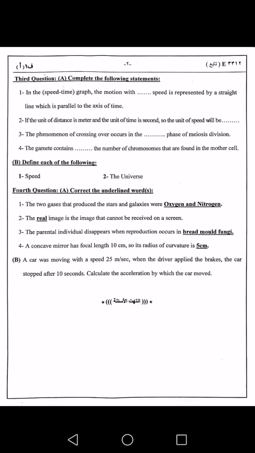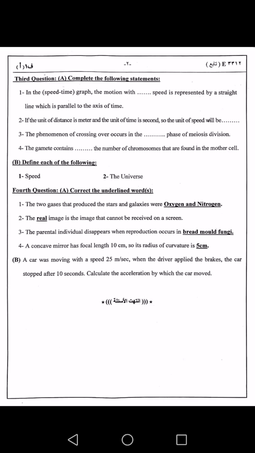Number 3, the parental individual disappears when the reproduction occurs in bread mold fungi. So the correct answer is, the parental individual disappears when reproduction occurs in bacteria or in amoeba or paramecium or euglena.